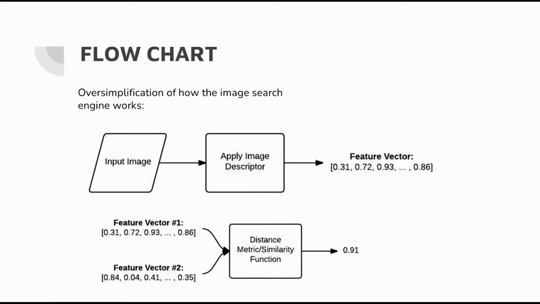So this is the flowchart for the overall description of our project. Here we're going to input one image given by the user, and we're going to apply the image descriptor, which is going to extract the features in the form of a color histogram. We're going to compare each of the features of the corresponding images present in the database with the query image given by the user, and applying the distance metric or similarity function, we are going to retrieve the top 10 most similar images present in the database.